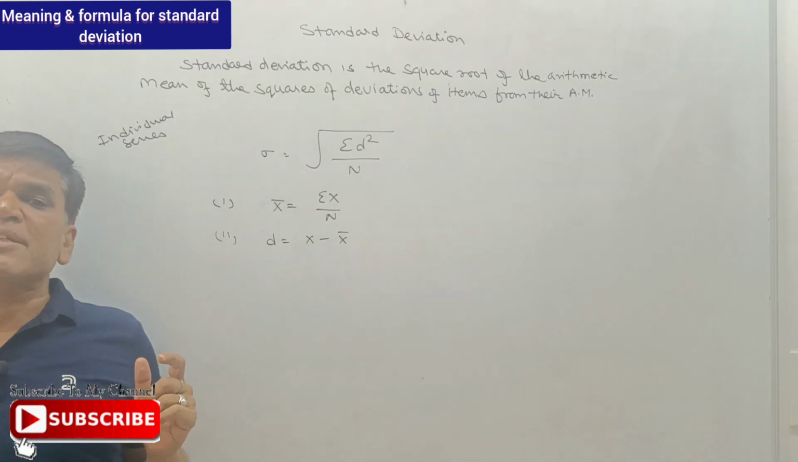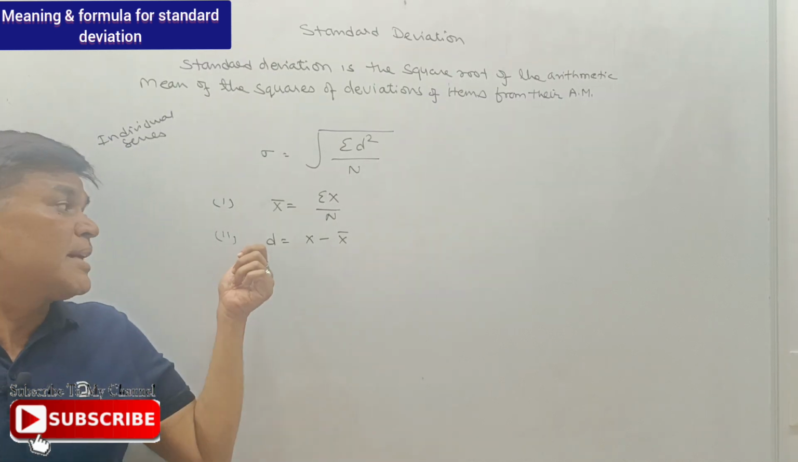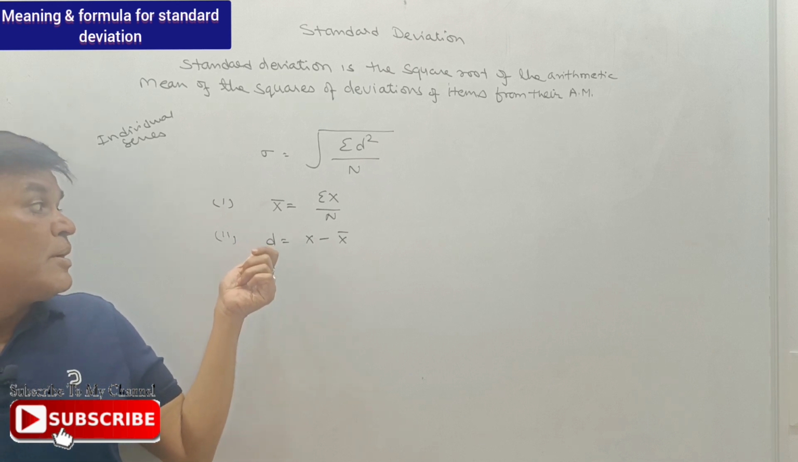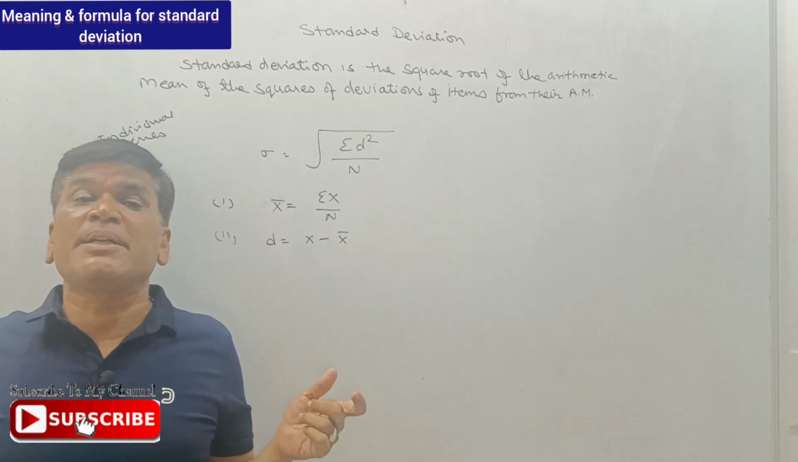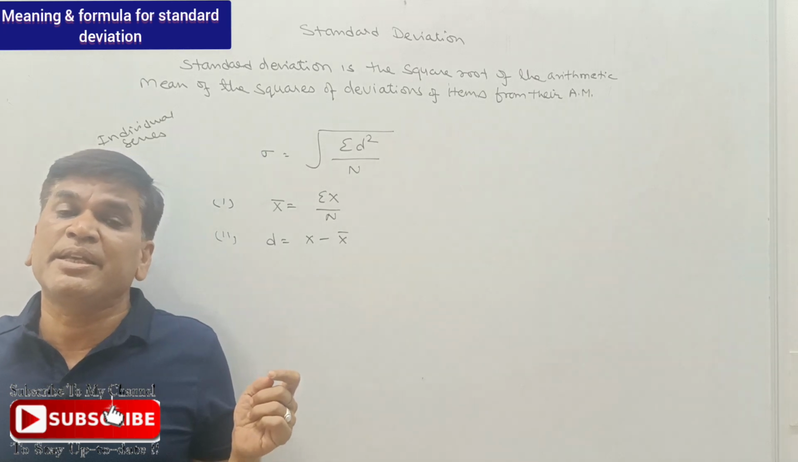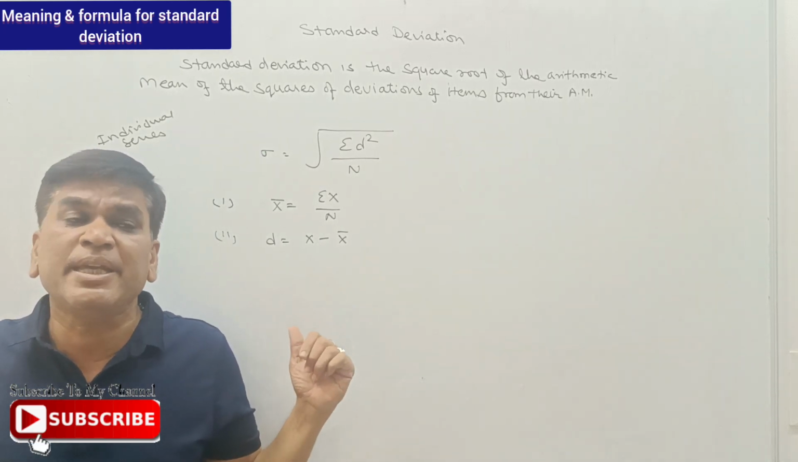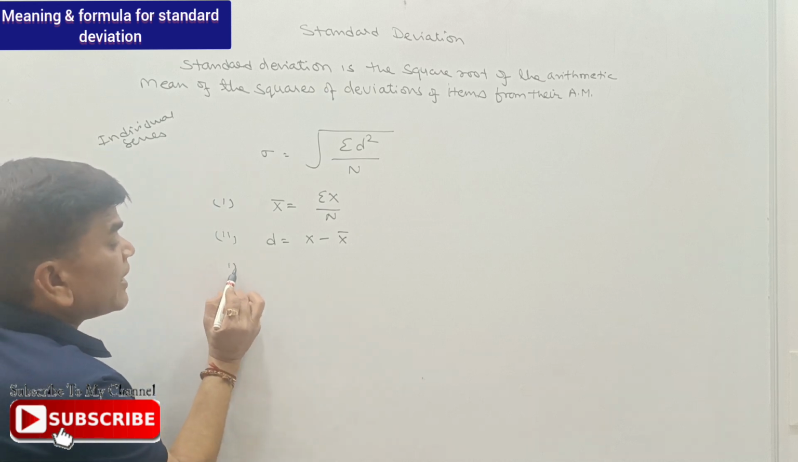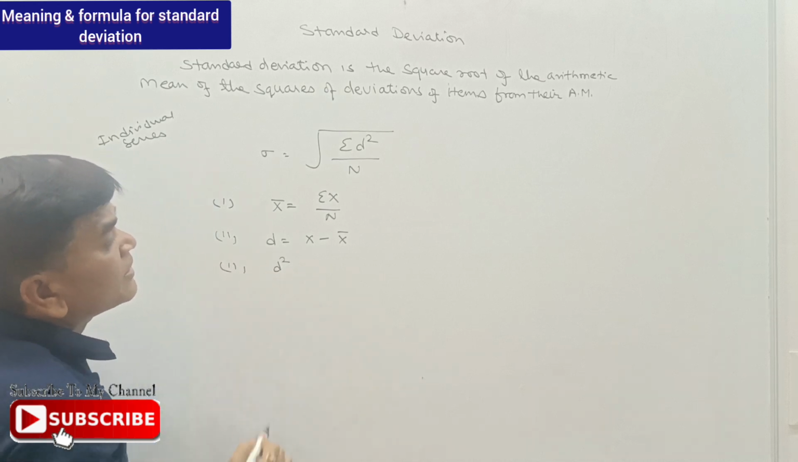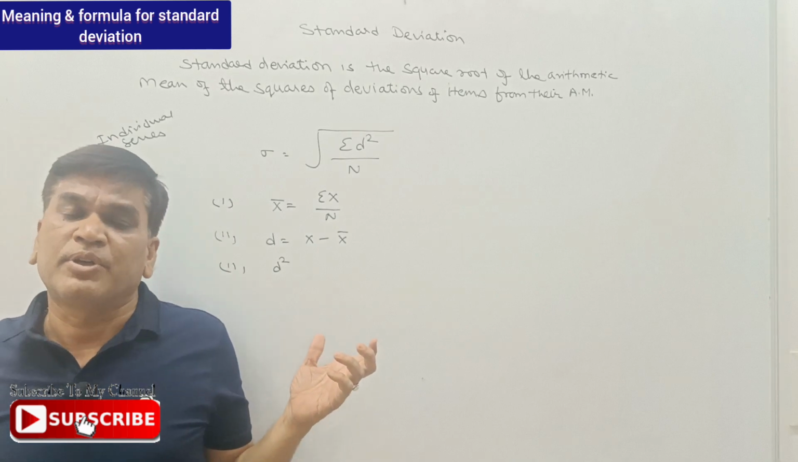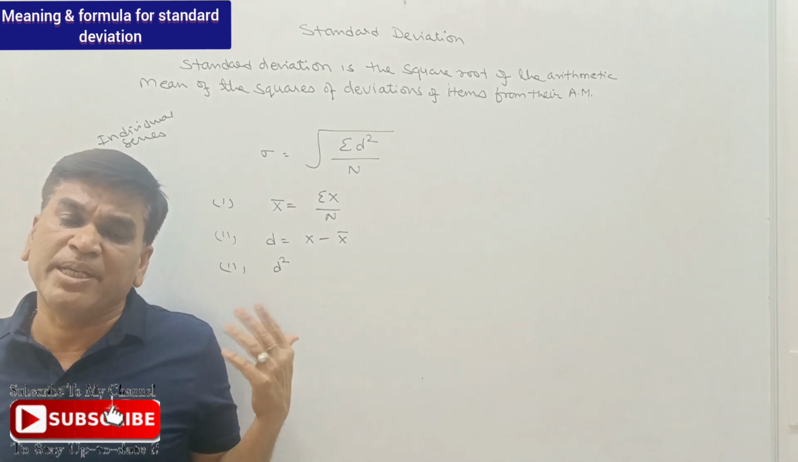Then we get the deviation from the real arithmetic mean, that is called deviation d. So from each item of the series, we will subtract the arithmetic mean and get the deviation value of d. In the third step, we will take the square of d. Whatever deviation we get, we will square it.